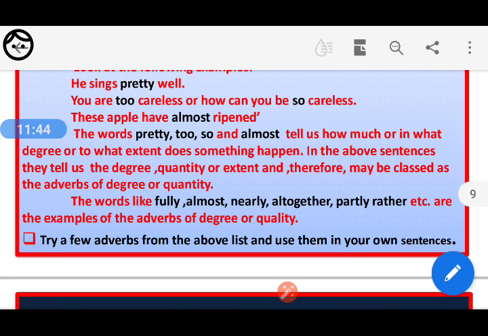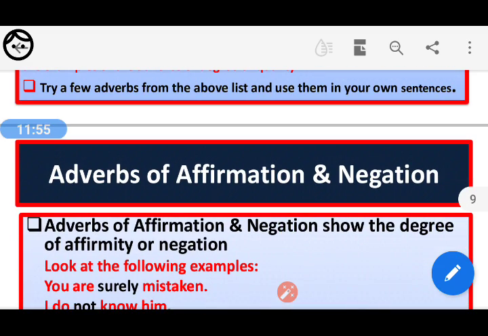You just please try to use some of the adverbs given above in your own sentences, other than how they have been used by me above. Now, adverbs of affirmation and negation. Adverbs of affirmation and negation show the degree of affirmation or negation. Look at the following examples.